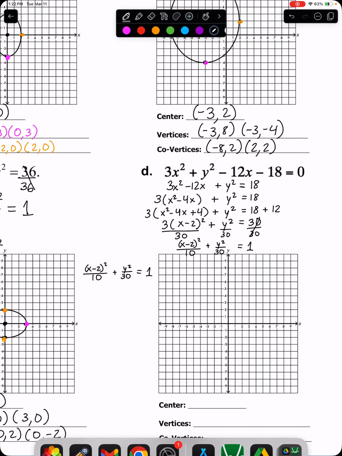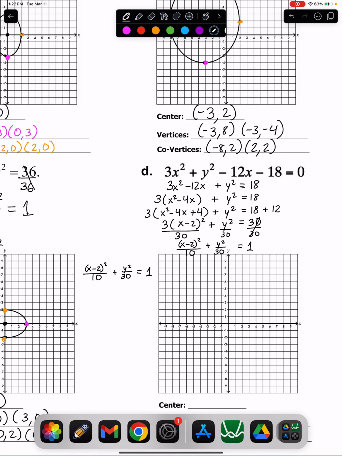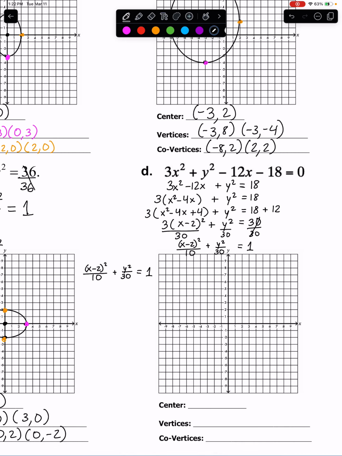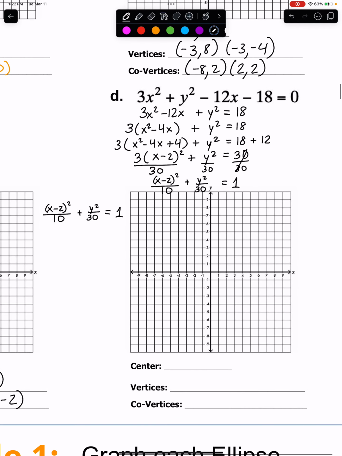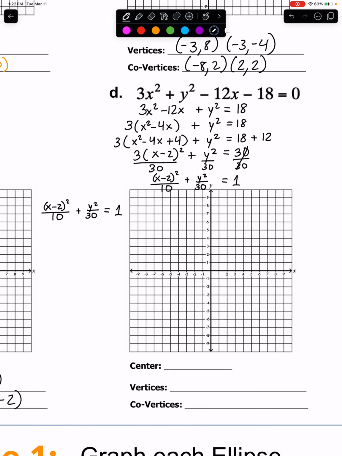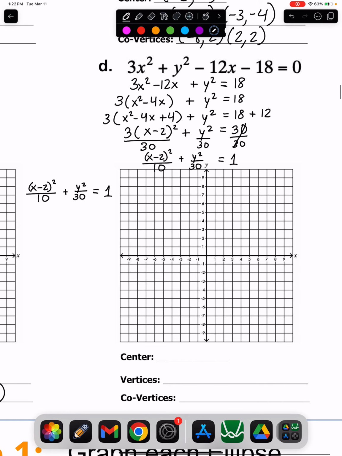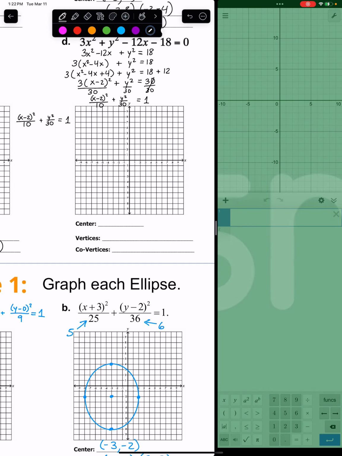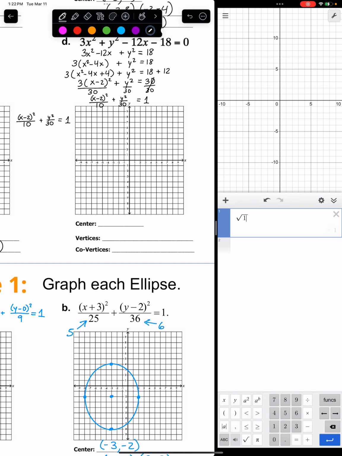So I'm actually going to bring up my little calculator here to help me out. I'm going to find my square root of 10. Sure, we'll use Desmos. So, square root of 10 gives me approximately 3.2. And square root of 30 would give me approximately 5.5, we'll say.